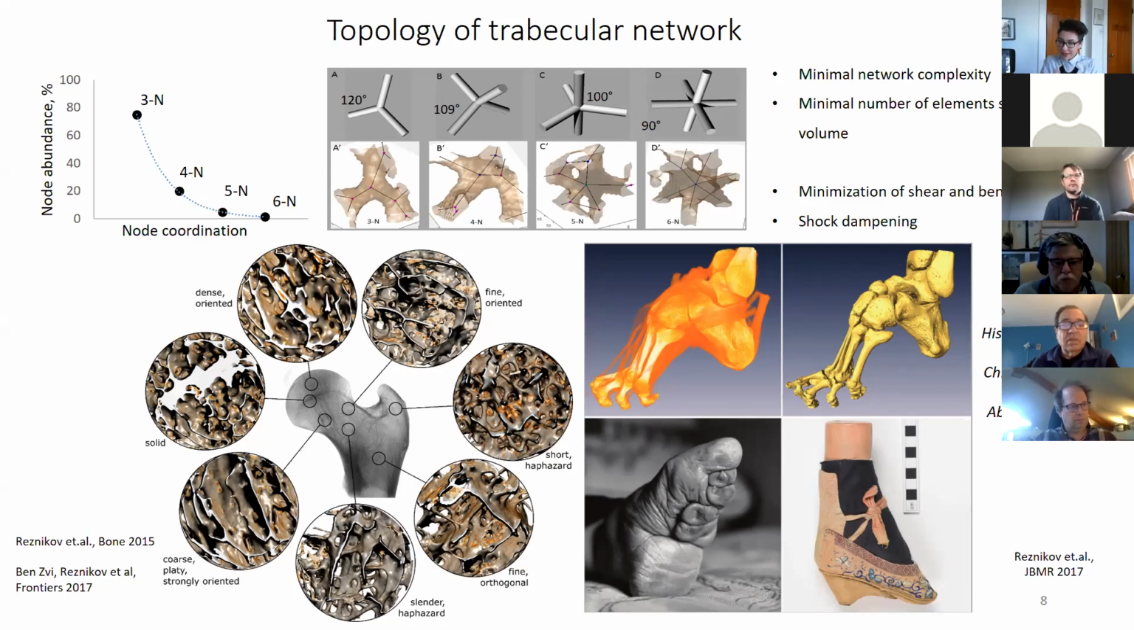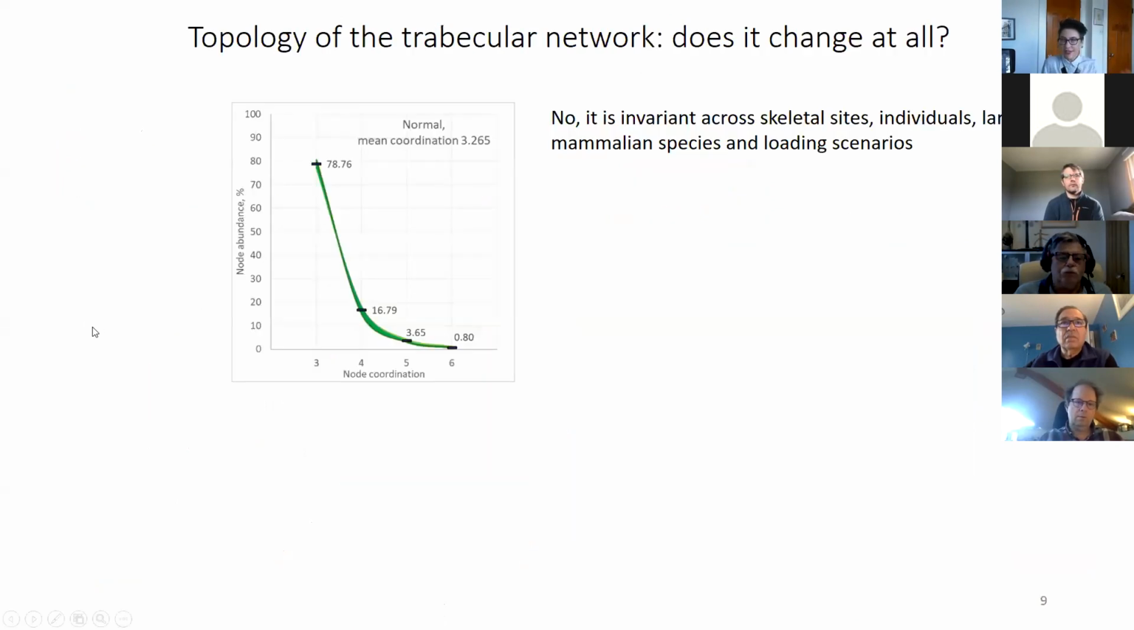And we could see this poor function in the amount of bone and bone density, but the network properties were still conserved. And that brings up an important question. Should we study it at all? Because it's always the same.